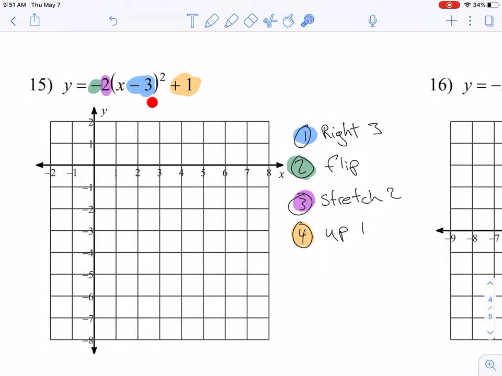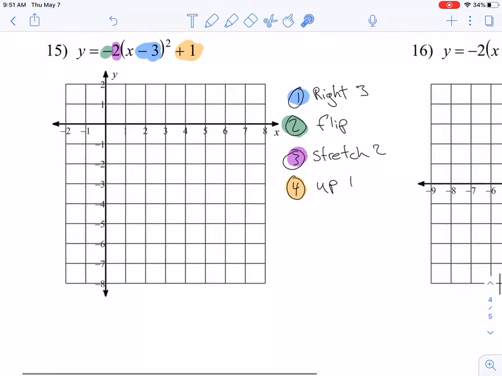So with the exception of our blue, which is happening to our x value, everything else is happening to our y value. So our blue affects our graph moving left and right. Steps 2, 3, and 4 affect our graph on the y-axis, or moving up and down.